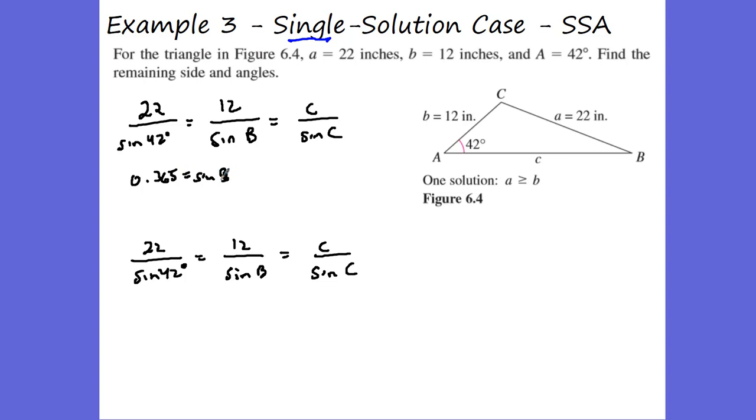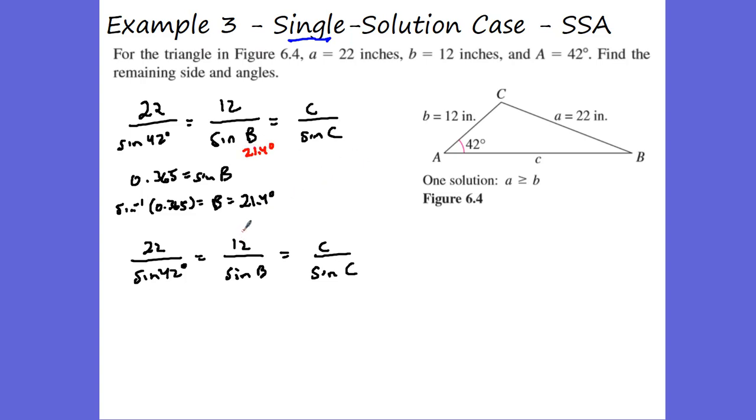Now remember, how do we figure out what that angle B is? We have to do arc sine, the other side. So we do sine to the negative 1 of 0.365 to equal angle B. So we do arc sine of that answer, and we get 21.4 degrees. So I know angle B is 21.4 degrees.